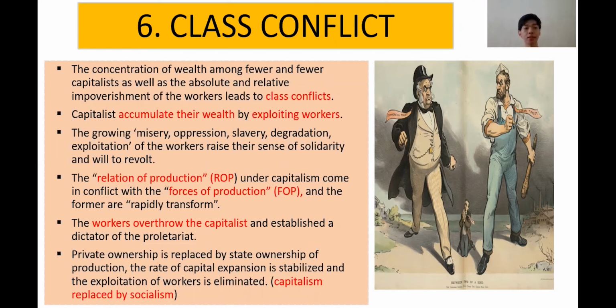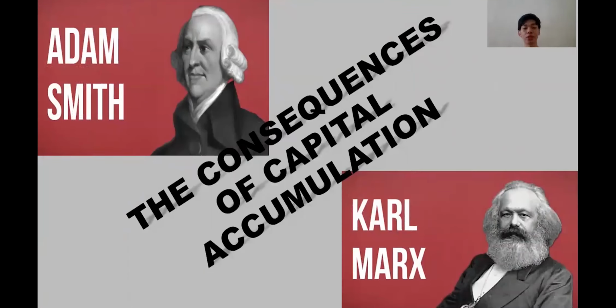Class conflict is the concentration of wealth among fewer and fewer capitalists, as well as the absolute and relative impoverishment of the workers linked to class conflict. Capitalists accumulate their wealth by exploiting workers. The growing misery, oppression, slavery, degradation, and exploitation of the workers raise their sense of solidarity and will to revolt. The relations of production under capitalism come into conflict with the forces of production, and the former are rapidly transformed. The workers overthrow the capitalists and establish a dictatorship of the proletariat.